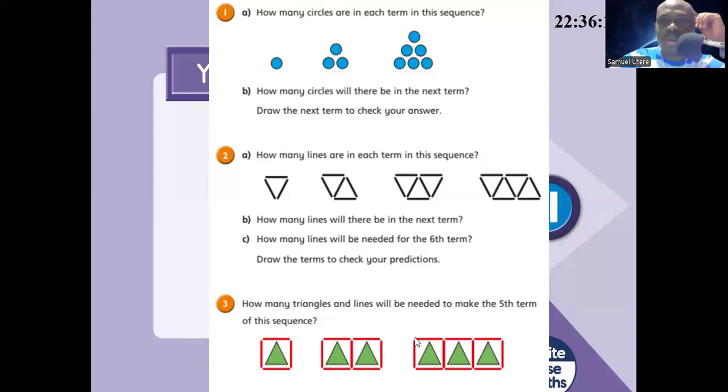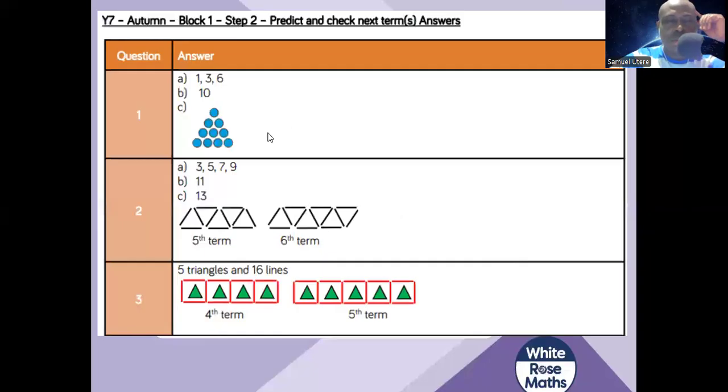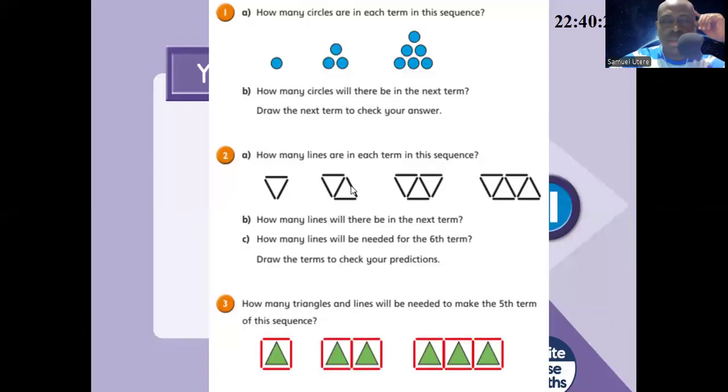So the first one, you were being asked how many circles will be in the next term. So the first thing you were asked, how many circles are in each term in the sequence. So you can clearly see that there are 1, 3, and 6 circles. So you can see it there. And then you're being asked how many circles will be in the next term.